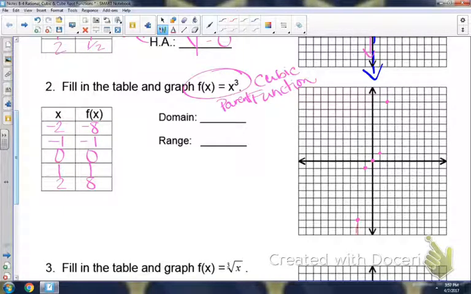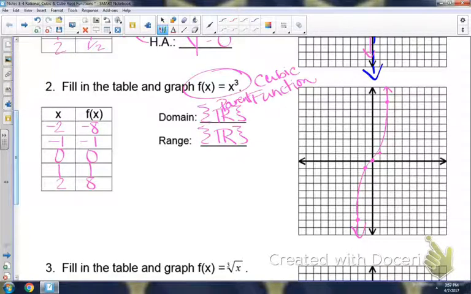Okay, so remember back when we were looking at cubic, it looks like a snake. So it curves. Your domain of a cubic graph is all real numbers because it's continuous both ways. If you look at the y, it's also all real numbers. So just like linear, cubic would be all real numbers for domain and range.